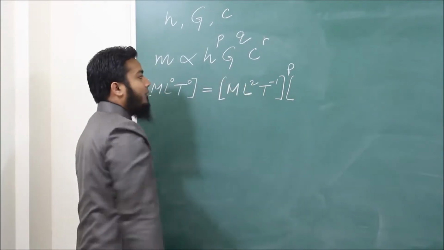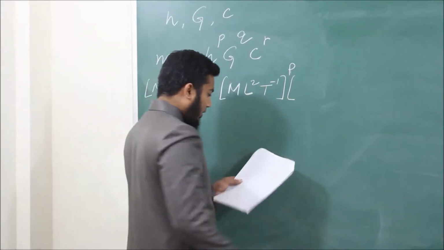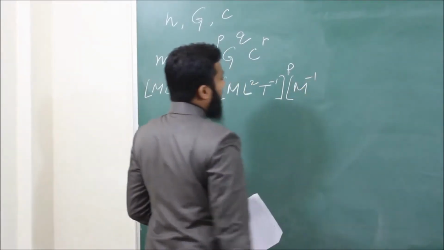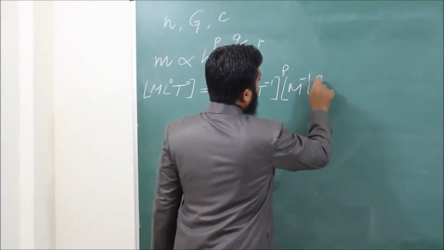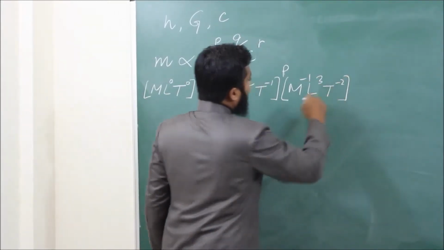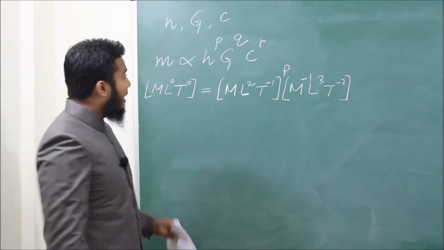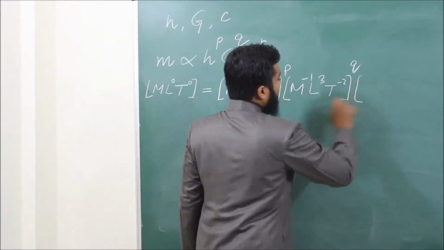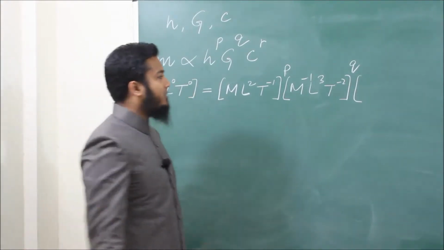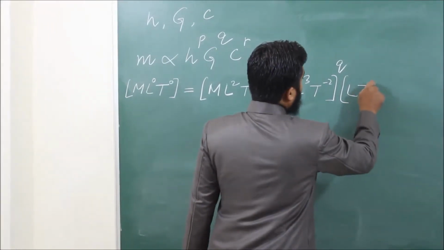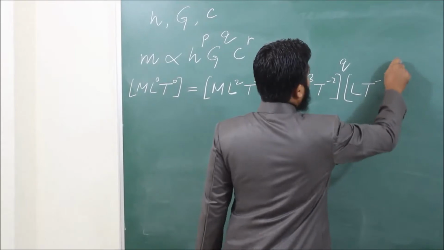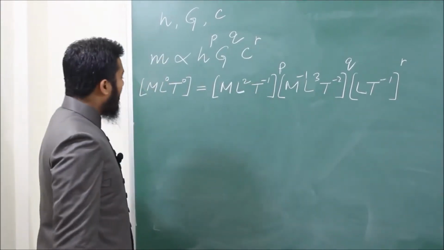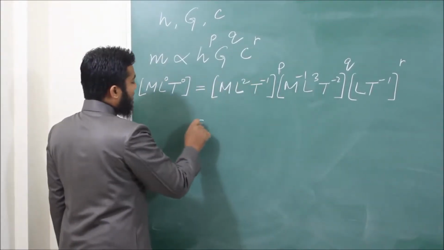Then the dimensional formula for the gravitational constant, if you can recall, is (M^-1 L^3 T^-2), and this has whole power q. And then c is speed, and any other speed is dimensionally the same, so just L T^-1 for speed, and it has total power r. Now collect the powers of the dimensions on the right hand side.